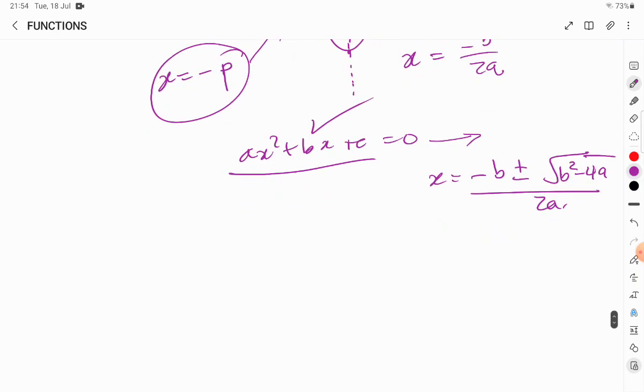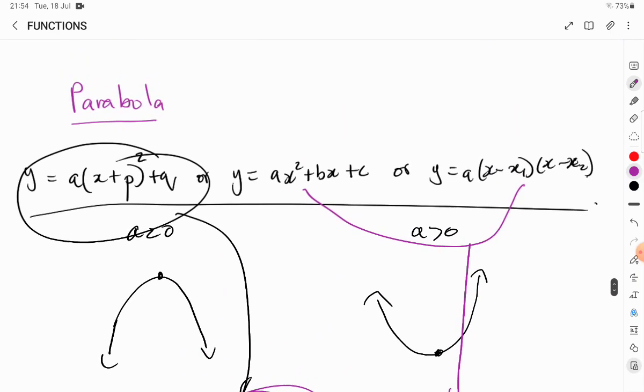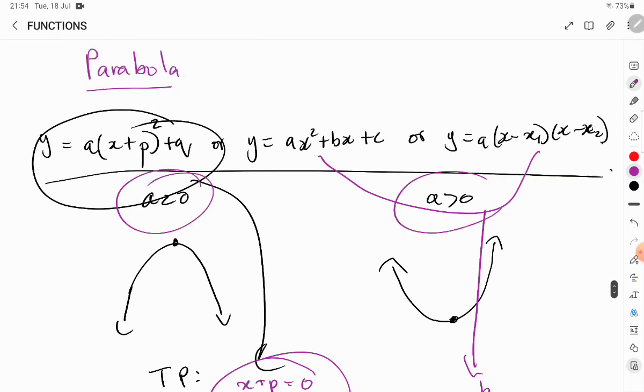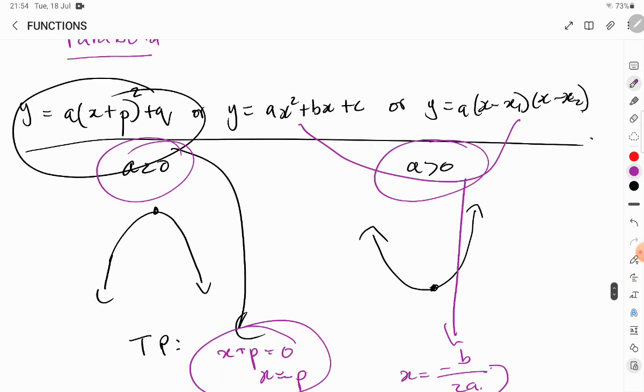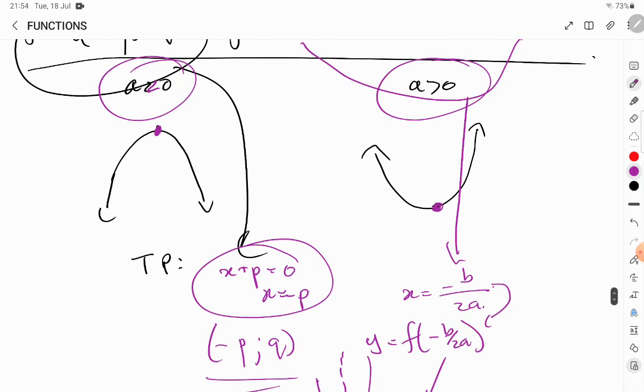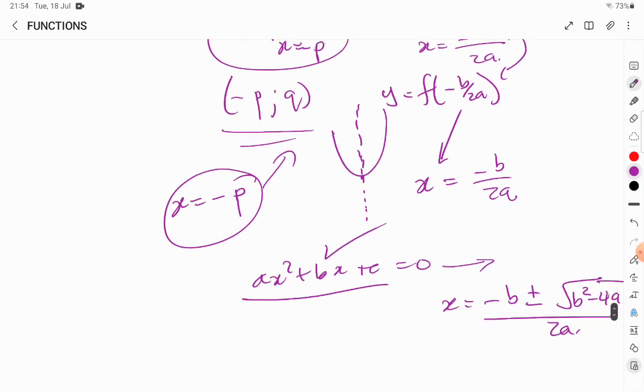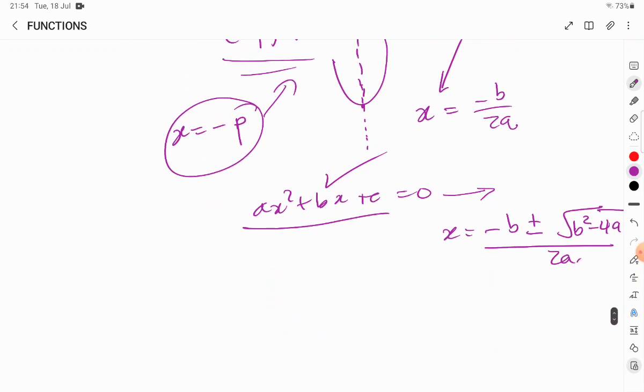Else, we can talk about what this actually tells you about the graph. When a is positive, the graph has a minimum, and when a is negative, it has a maximum. So it has either a minimum value or a maximum value. That's what I'm trying to say. I don't think I skipped anything about a parabola.